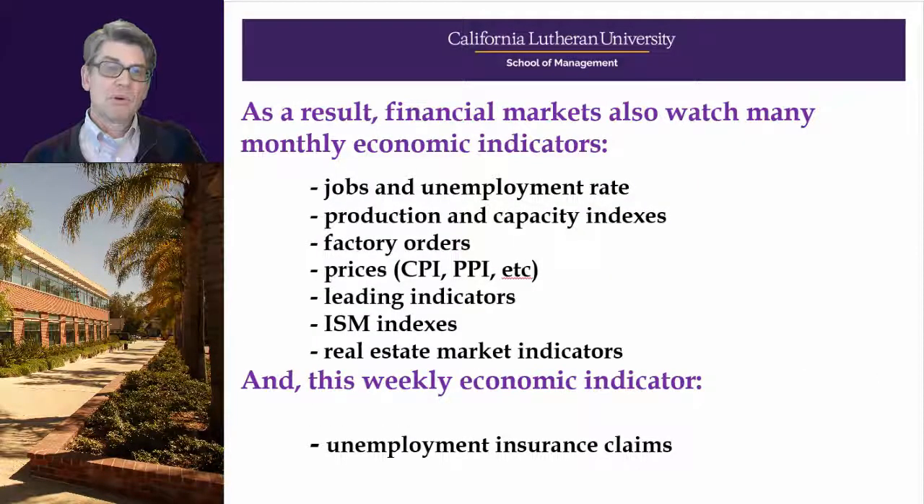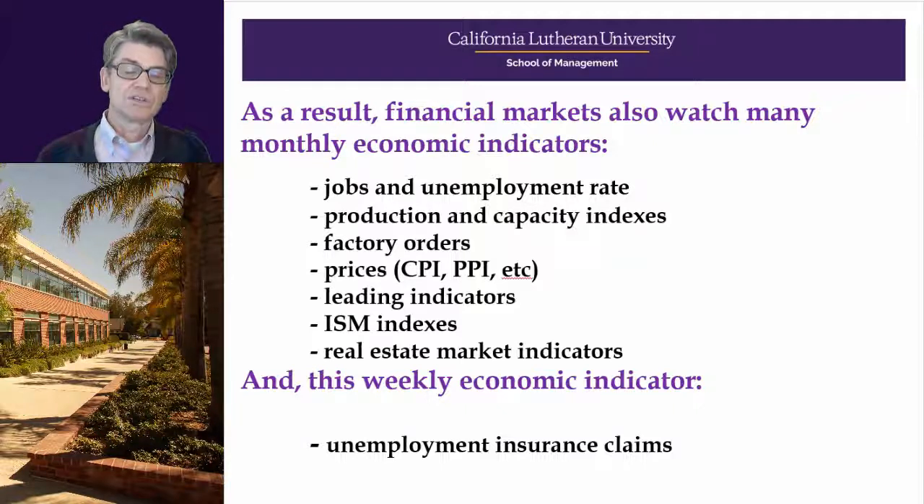As a result, the next part of this lecture, once we're done with this slide, will go into what we call in economics higher frequency data. That's monthly frequency data, largely with maybe one weekly indicator thrown in. And those include jobs, unemployment, production and capacity utilization indexes, various kinds of factory orders. There's advanced durable orders and there's other kinds. Prices, so the CPI, the PPI. The CPI is the consumer price index, the PPI is the producer price index.